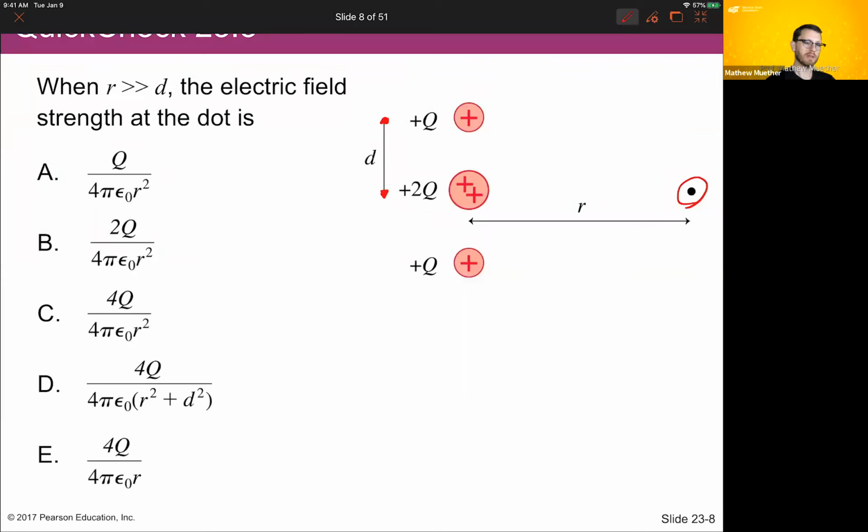Okay. Here's what I want to know. What does the electric field look like, or what is the magnitude of the electric field at this point in space if r is much, much bigger than d?